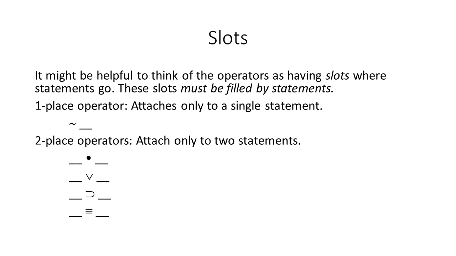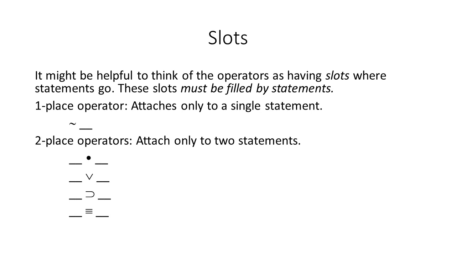All right, so here's something that might be helpful to think about when we're thinking about how we can put statements together with these symbols. It might be helpful to think of the operators as having slots where statements go. What's important is that these slots must be filled by statements. So our one-place operator, the tilde, attaches only to a single statement, and it has a single slot on its right side. So in order to make a well-formed formula, we have to put a statement in there.